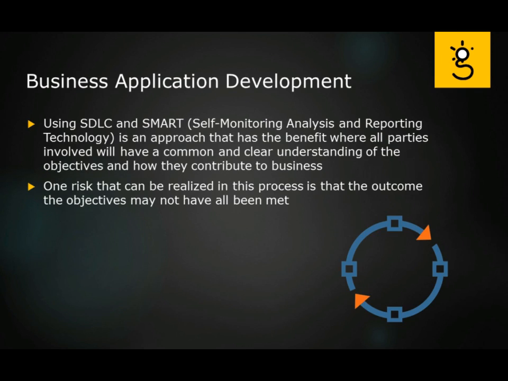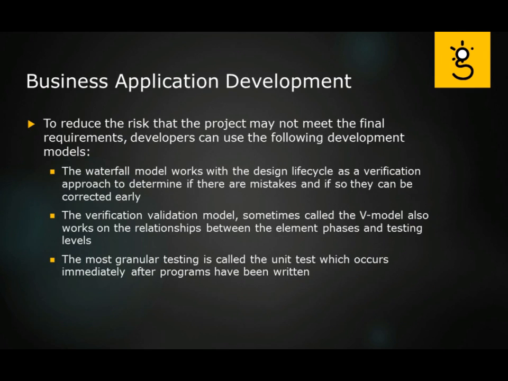Using SDLC and SMART as an approach will give you a benefit where all the parties involved should have a common and clear understanding of what the objectives are and how they can contribute to the business. Now, one risk that can be realized in this process is that the outcome of the objectives might not have all been met. So to reduce the risk that a project might not meet those final requirements, developers can use the following types of development models to help try to achieve that.